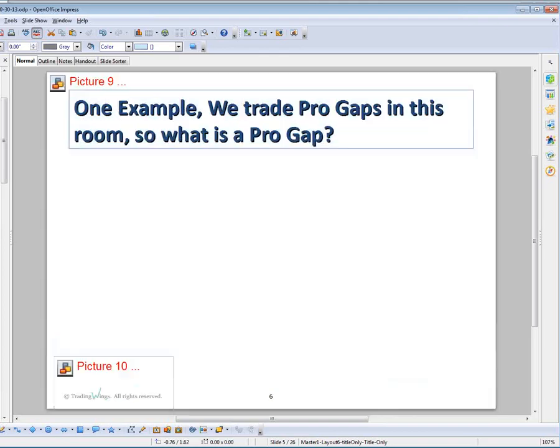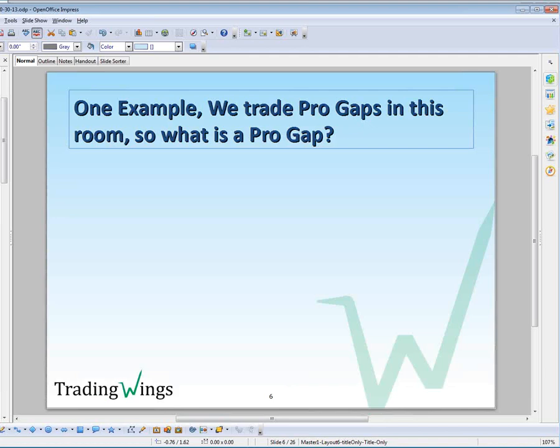Thank you. So one example, as I mentioned before, we trade pro gaps in this room, so obviously that's the example we're going to use today. But you can use this for anything that you trade, forex trading, whatever the case may be. Even if you're not trading pro gaps today, guys, this lecture can be helpful to you, because you can apply the principles for whatever type of trading you do.